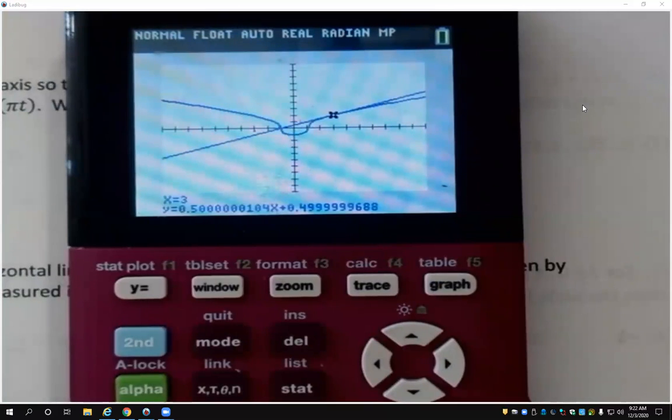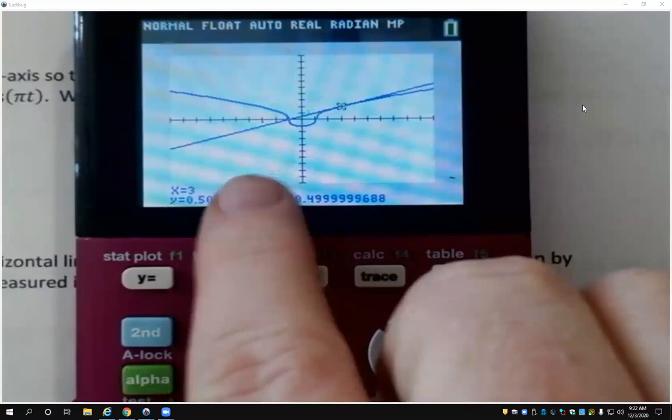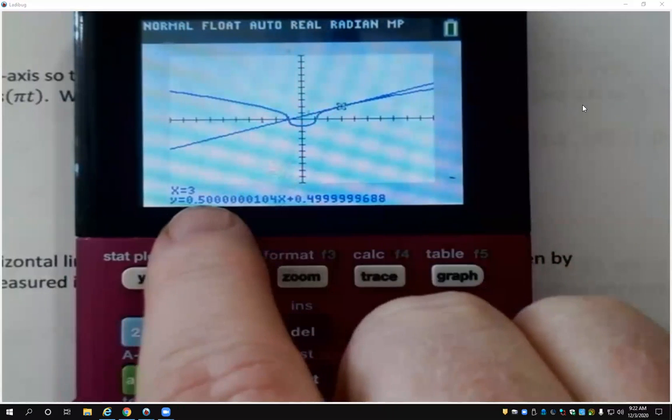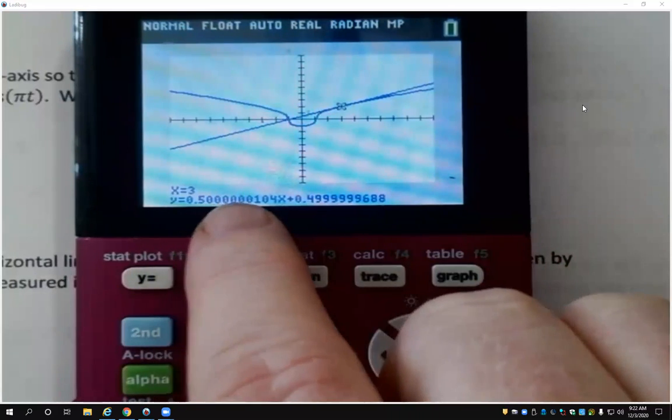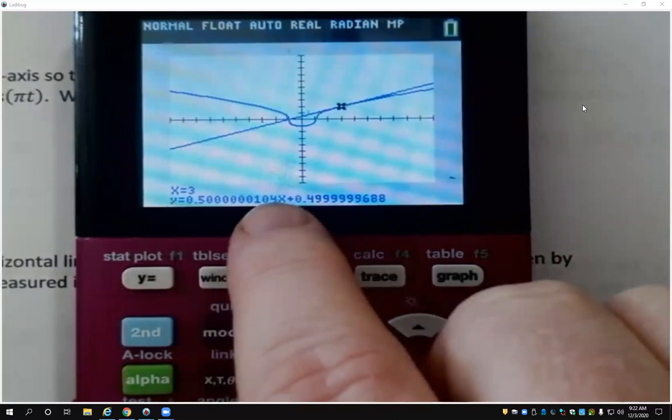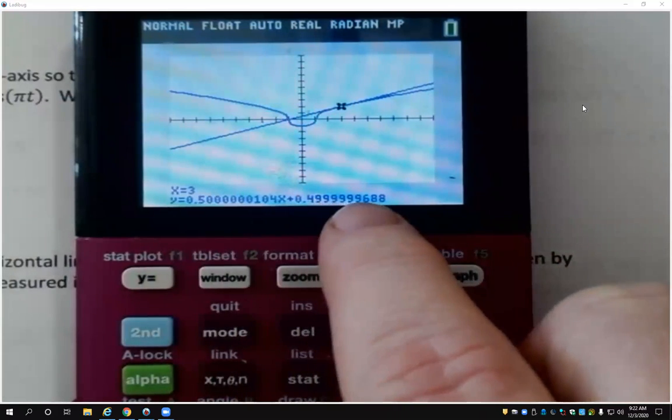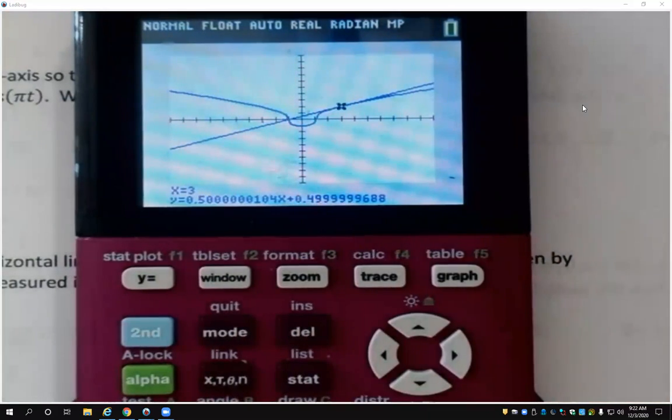Here comes your tangent line, and there's your equation right here at the bottom. Y equals 0.50000, so that's just 1/2 x. And then 0.49999, 1/2 x. If you wrote 0.499, you'll be fine, but it's pretty obvious that number's a half. The calculator is going to be slightly off sometimes.